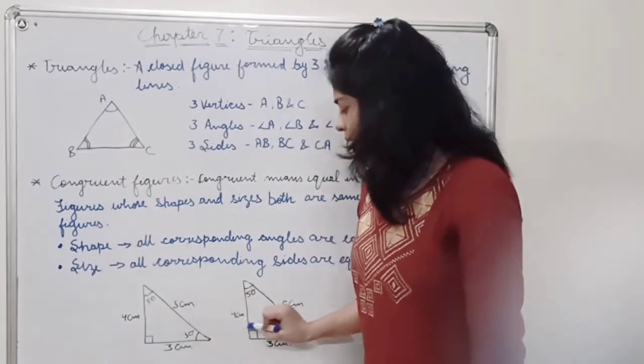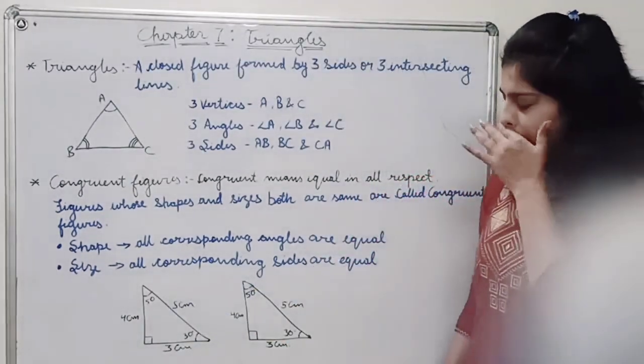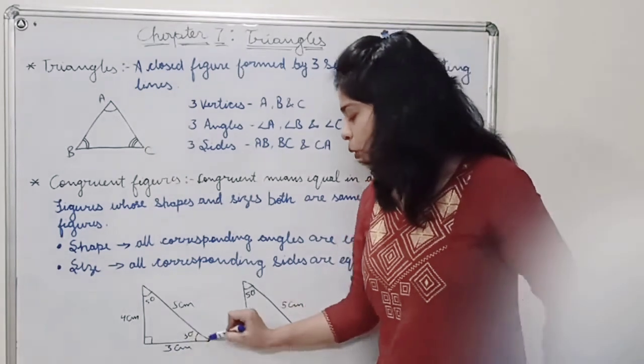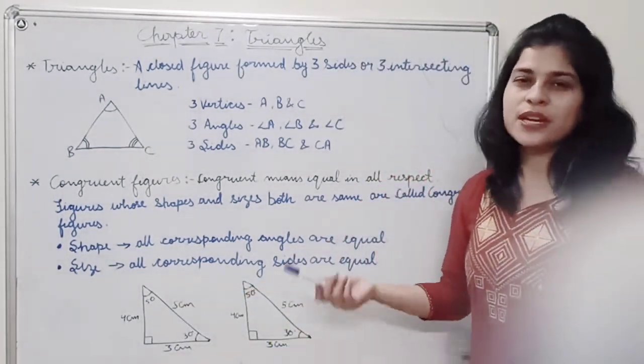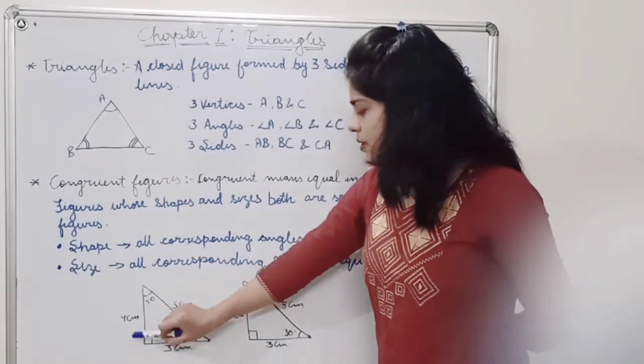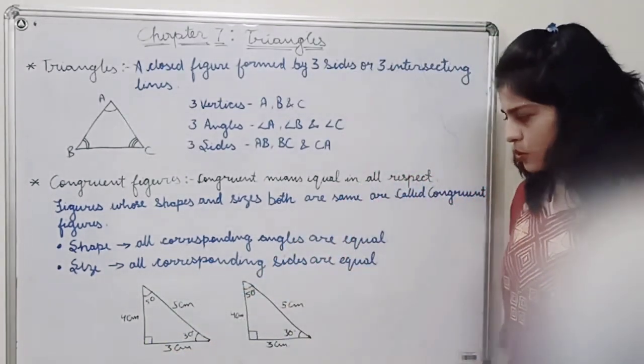Like see, I have drawn two figures here. Clearly it is a triangle, we all know. I have not named it because we just have to understand congruent figures. This is one closed figure and this is another closed figure.